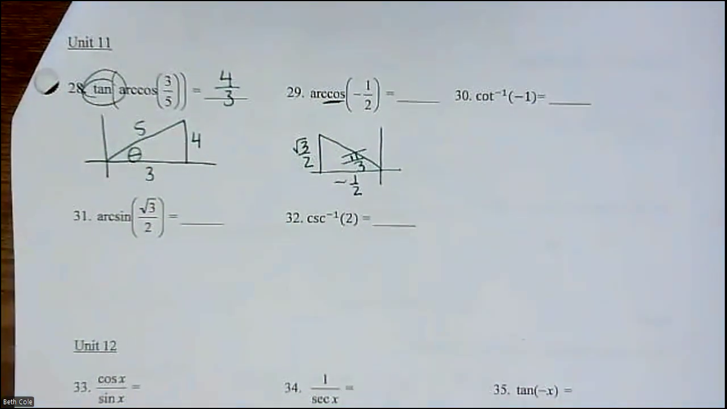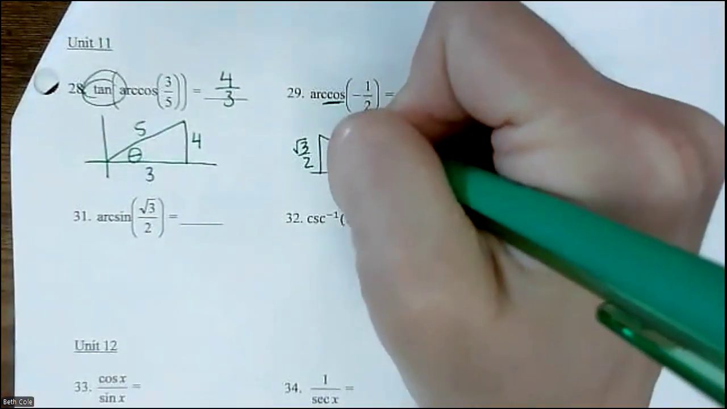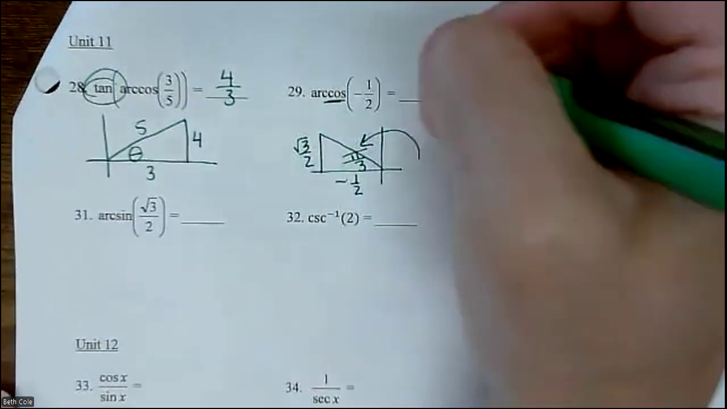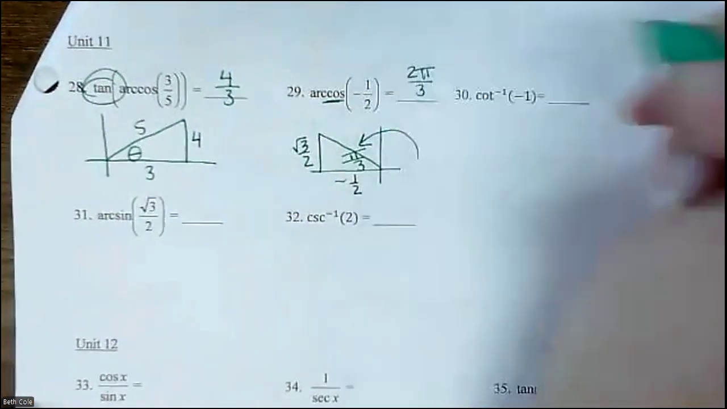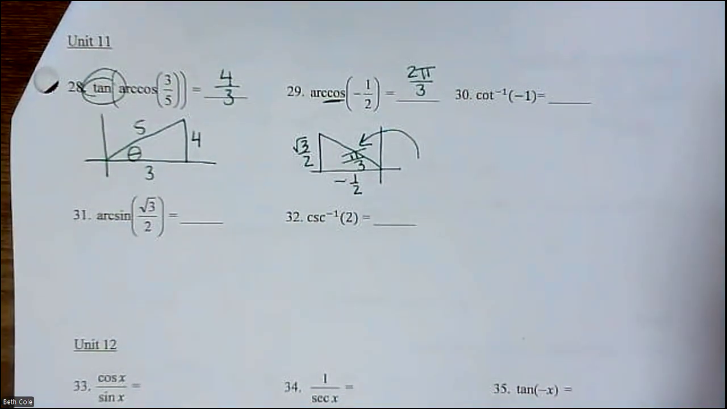But that's not your answer. Your answer is how much you rotated to get there. So it's going to be something pi over 3. It has to be thirds. Yeah, 2 pi over 3. I made you fill out enough unit circles, so you should have that in your back pocket.